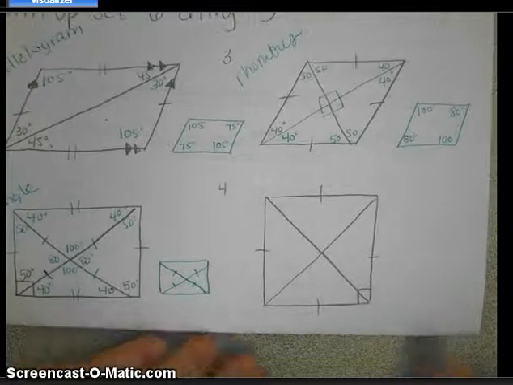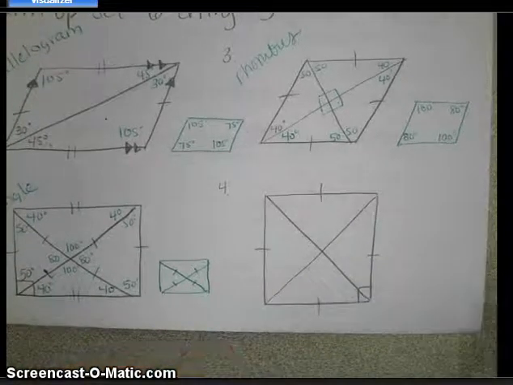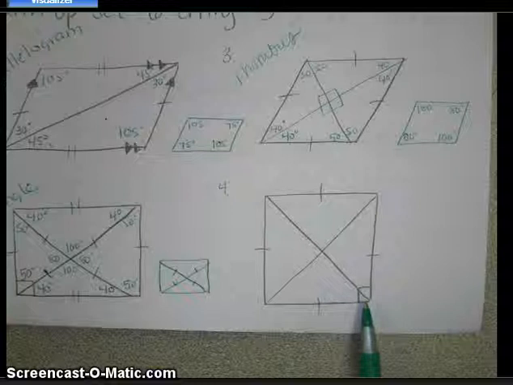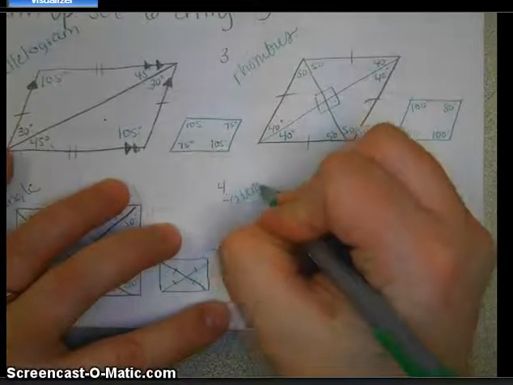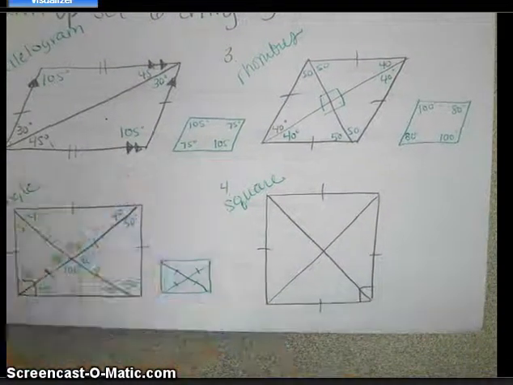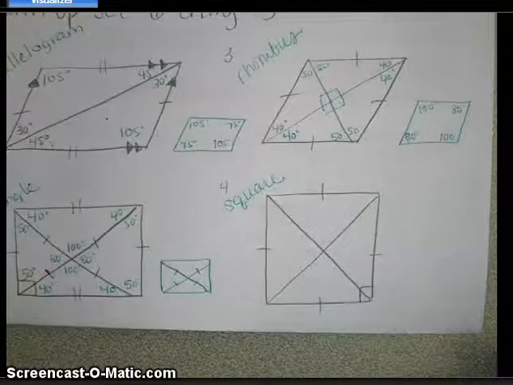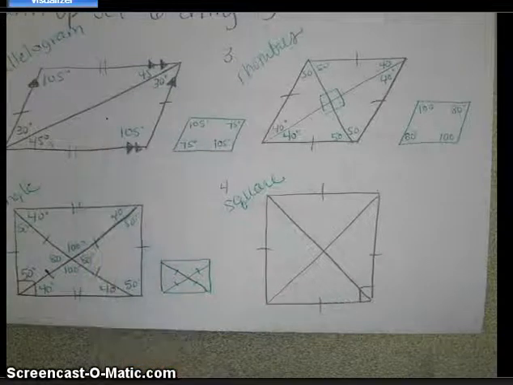Number 4 is our square. We should notice that it has 4 congruent sides like the rhombus, but my corner angles are 90 degrees. So I know this is my square. What's nice about the square is that it shares all the properties of a rectangle and rhombus, which already include the parallelogram properties.